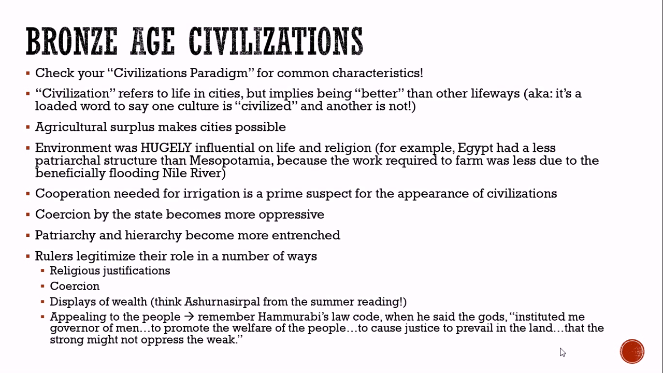Strayer proposed the idea of the cooperation and leadership needed for irrigation as a prime reason for the appearance of civilizations rather than just villages. It could also just have to do simply with population growth. And as the population grew and grew, there was more pressure to produce more agricultural surplus, which caused a need for more organization and things like irrigation works that would push the surplus up higher. As all of this takes place, coercion by the state starts to become more apparent and oppressive.